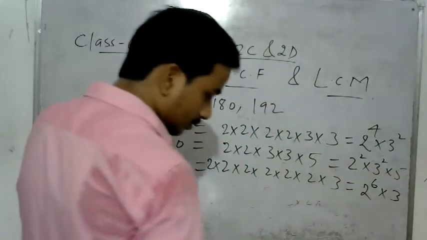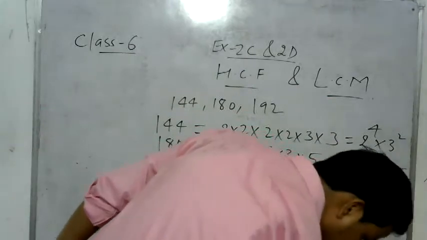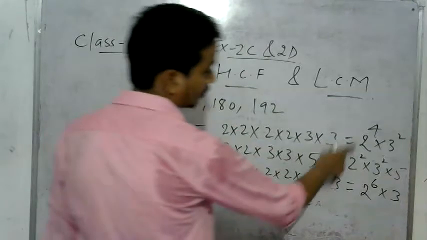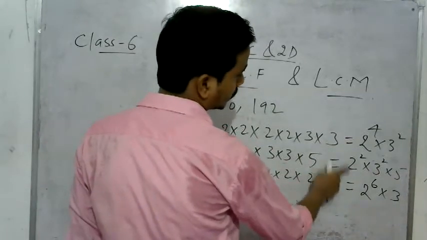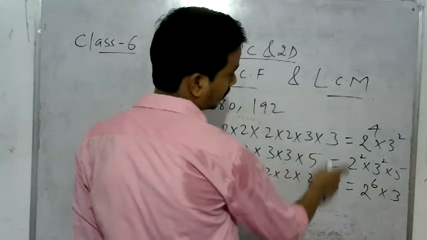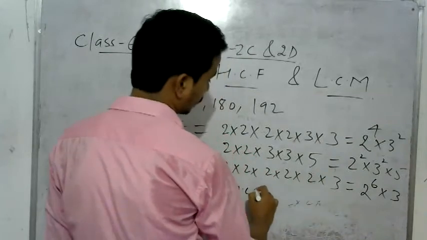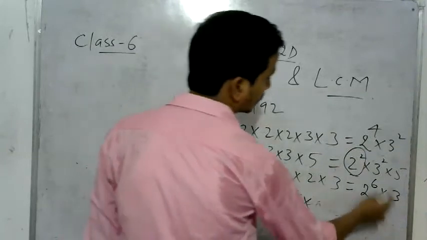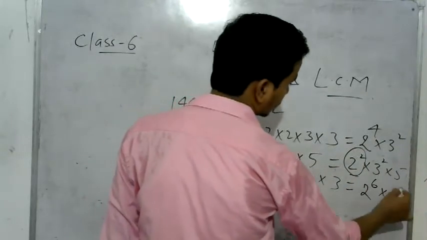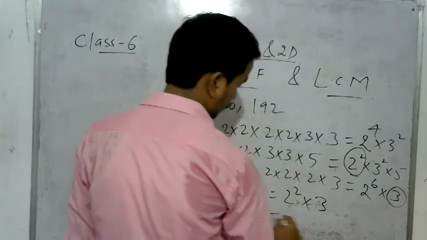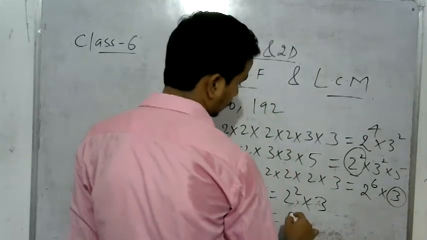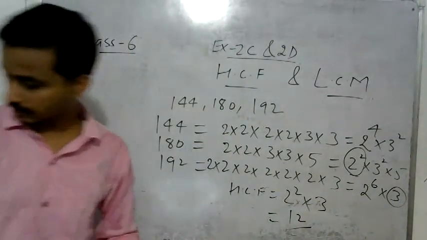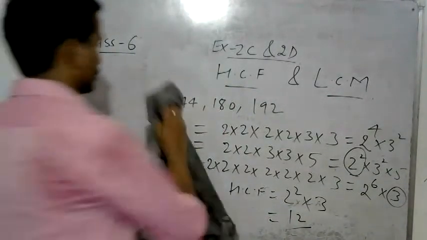So here you have to find what is common. 2 is common in each of these. And what is the lowest power of 2? HCF will be equal to the lowest power. This is the lowest power, 2 square. And what else is common? 3 is also common. And what is the lowest power of 3? The lowest power of 3 is 3. So 2 square into 3, which is 4 times 3, is 12. Okay, so 12 is the HCF. In this way you will solve it.